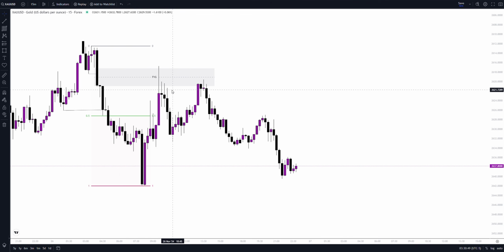Yeah, so this was the example. We simply have followed this fair value gap and we have been going down.